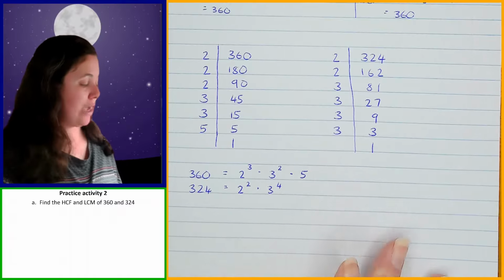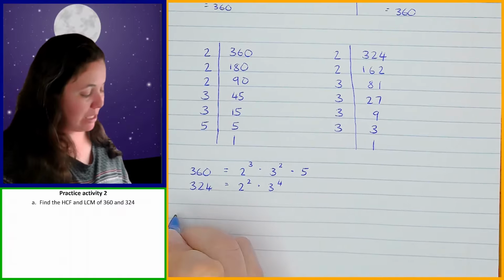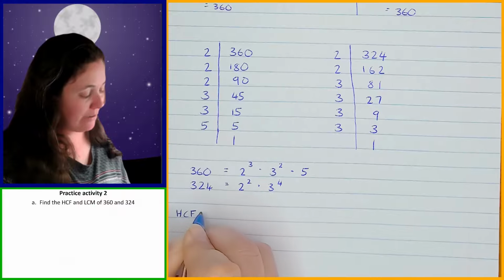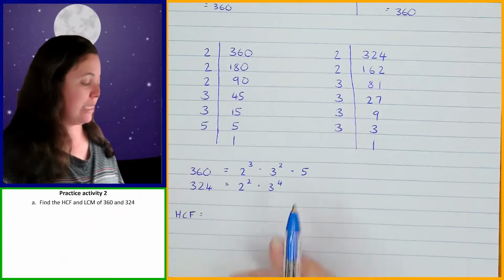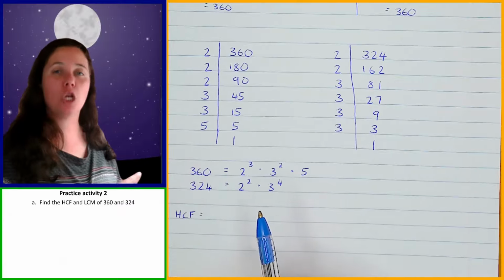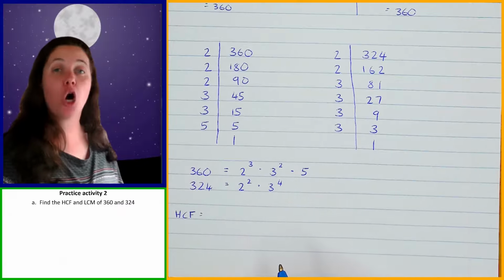Okay, so now I'm going to go and work out my highest common factor and my lowest common multiple. So remember, for the highest common factor, you're going to be using the lowest exponent. It's the opposite of what it sounds like, okay? So the highest common factor, you're going to be using the lowest exponents and only of the common factors.